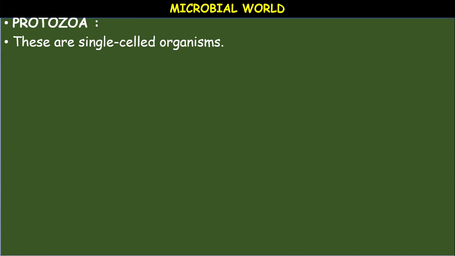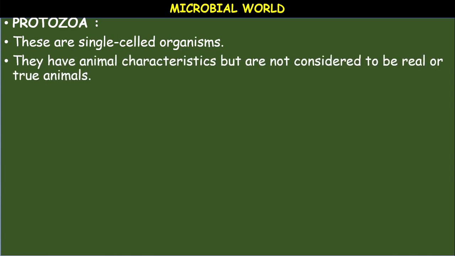Protozoa, these are single celled organisms. They have animal characteristics, but are not considered to be real or true animals. So, Anton van Leeuwenhoek, he called the protozoans as animalcules. Proto means first, zoon means animal, the first animals on the earth. These are unicellular, ubiquitous organisms present nearly everywhere on the earth, in water and moist soil. Their size varies from 2 to 200 microns, very small.